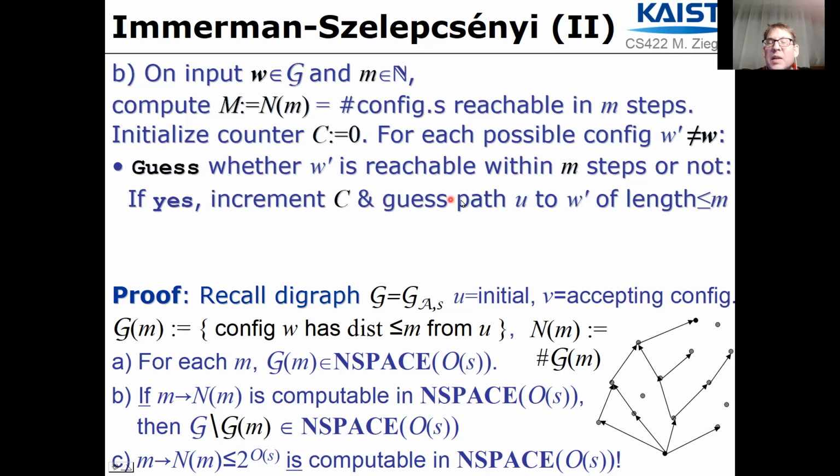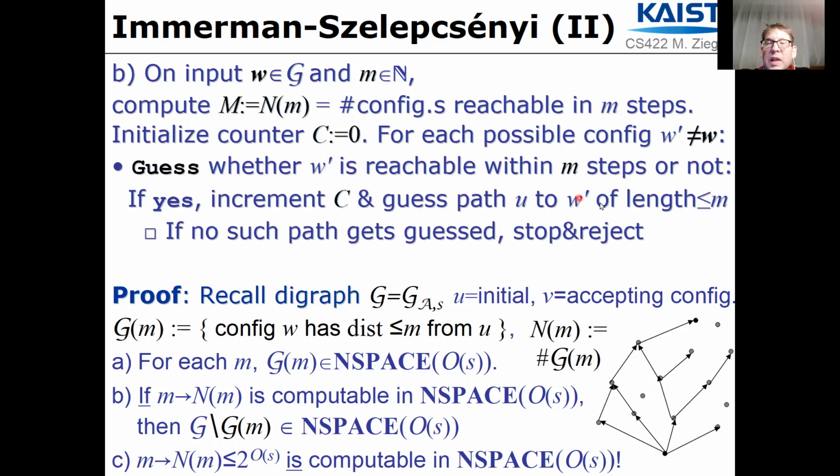Namely, we're going to guess a path from the start configuration to the current configuration represented in the loop counter of at most m steps, using the same method as in item A, namely guessing successor configurations and forgetting successor configurations. And if we're able to reach W within that number of steps, then we're good.